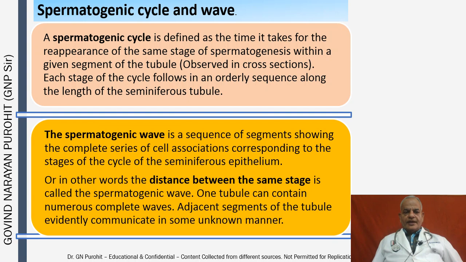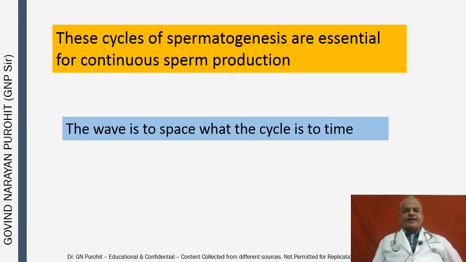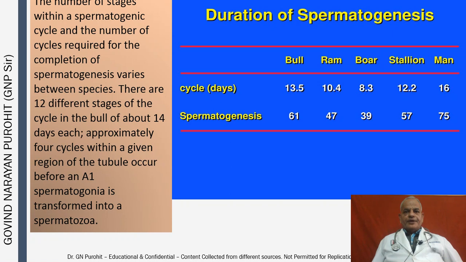One tubule can contain numerous complete waves. Adjacent segments of the tubule evidently communicate in some unknown manner. These cycles of spermatogenesis are essential for continual sperm production. We can say the wave is to space what the cycle is to time. The duration of spermatogenesis varies, and the number of stages within a spermatogenic cycle and the number of cycles required for completion of spermatogenesis vary between species.